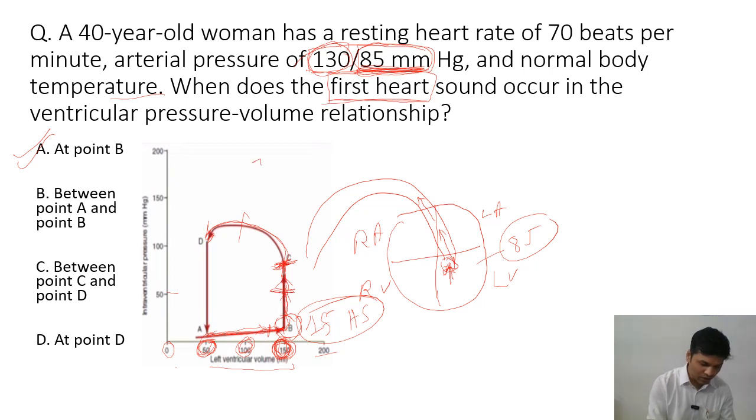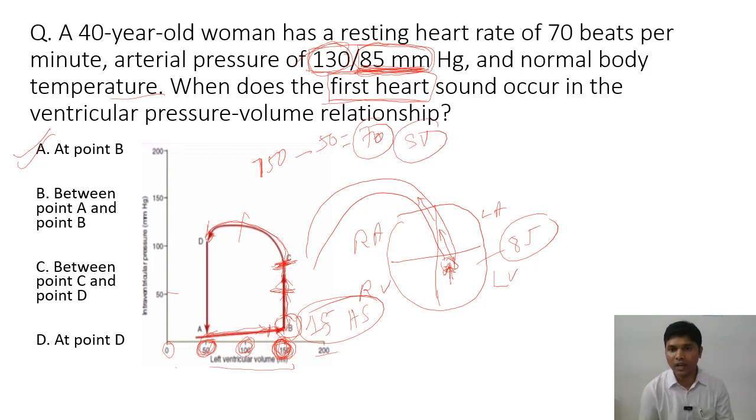So after that, the volume has gone from 150 to 50, so it's 70 milliliter. 70 ml is the stroke volume. 70 ml of blood is ejected, and after that, the ventricle will undergo relaxation.